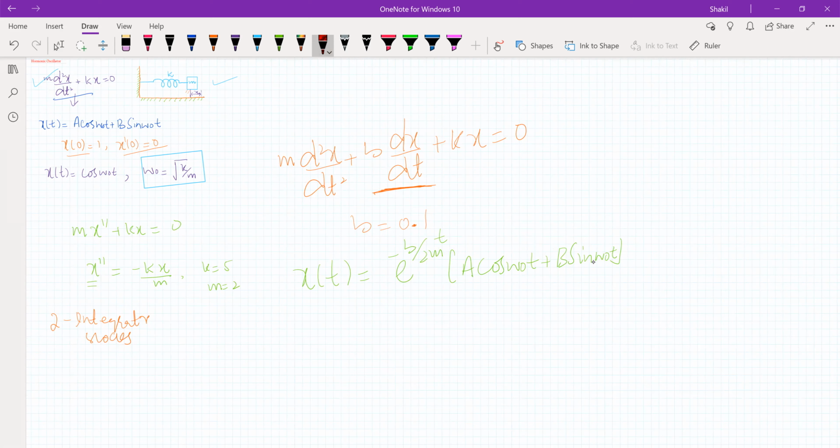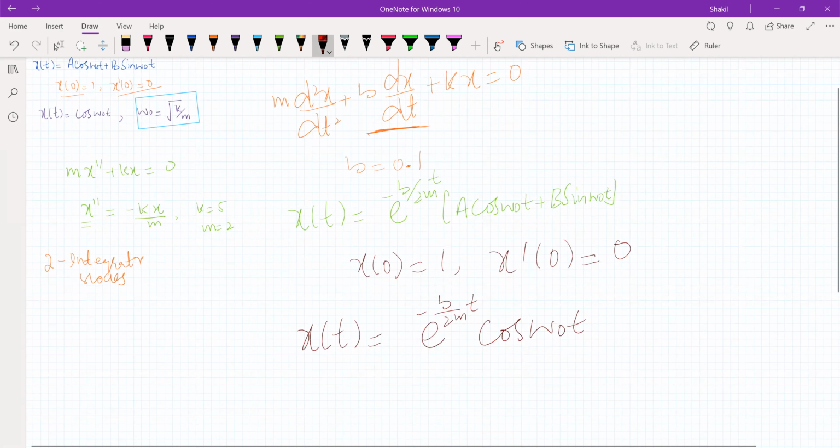You can see now if I assume the same initial condition, it means x of 0 is 1 and x dash of 0 is 0. The response of this system becomes simply equal to e raised to minus b by 2m t cos omega naught t. When you add this term to it, you know this is damping. The cosine function will be now damping, meaning it will decrease. The amplitude of this cosine wave will decrease.